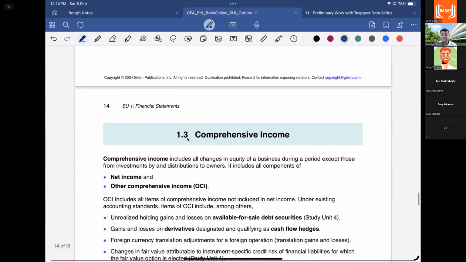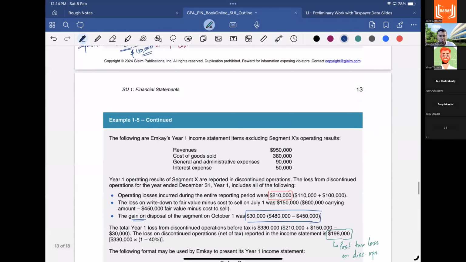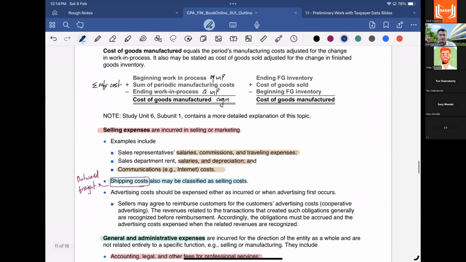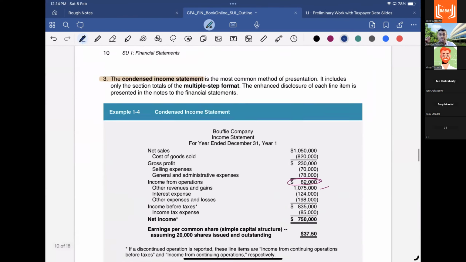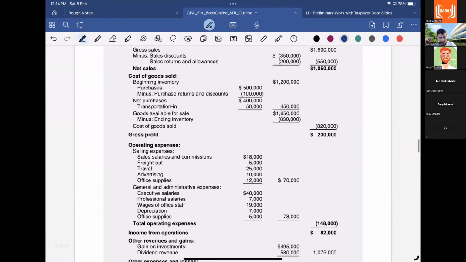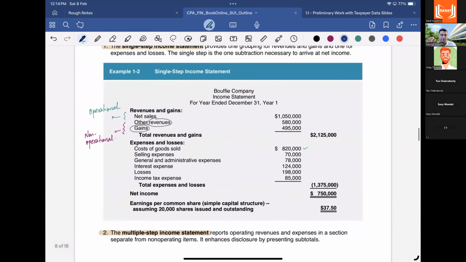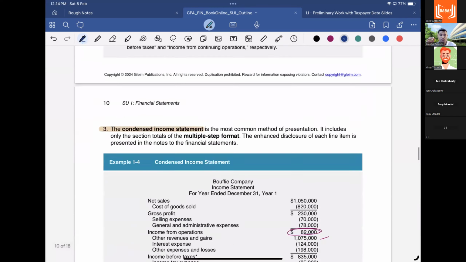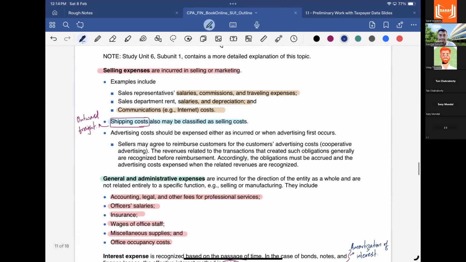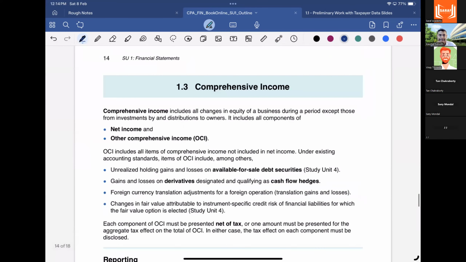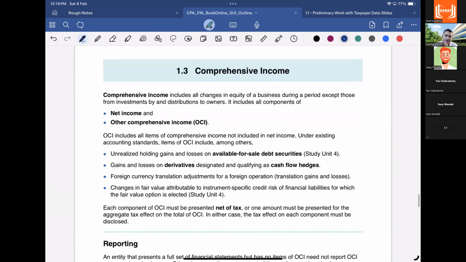And with this said, we are closing down subunit number 1.2, which is your income statement as well. Any questions from here? If you have any questions, please go ahead and open up your mic and ask whatever questions you have. Then we are going to start with subunit number 3, which is your equity. It is a small reading, subunit number 3.